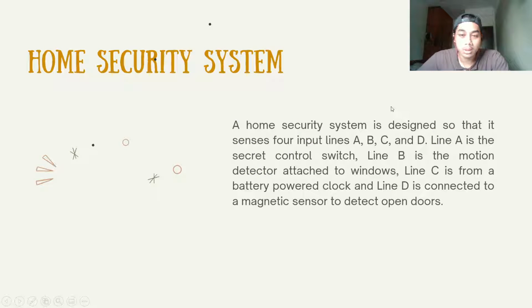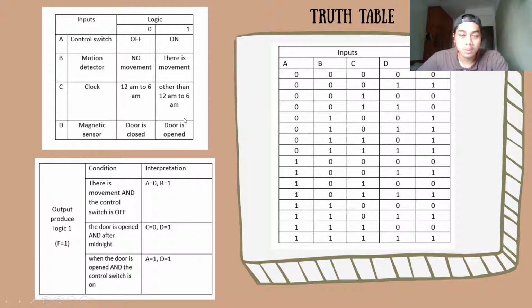So this is an overview of the question for the midterm project. Home security system. A home security system is designed so that it sends four input lines A, B, C, and D. Line A is the secret control switch. Line B is the motion detector attached to windows. Line C is from a battery powered clock, and line D is connected to a magnetic sensor to detect open doors. So this is an interpretation from before.